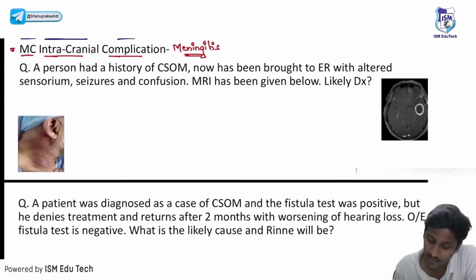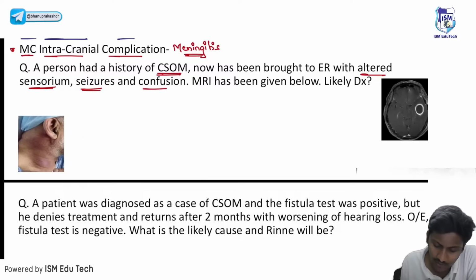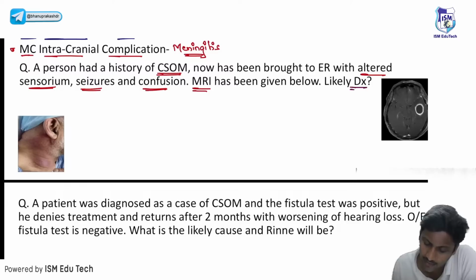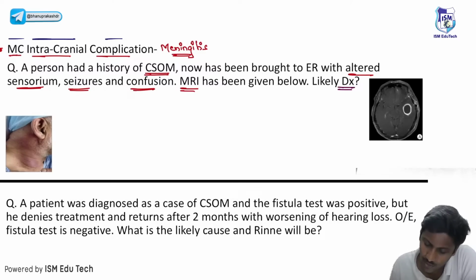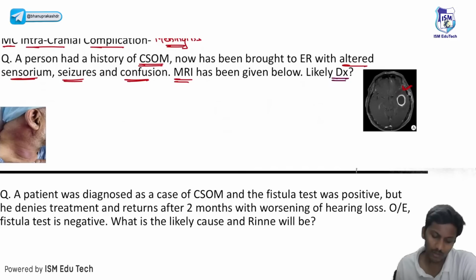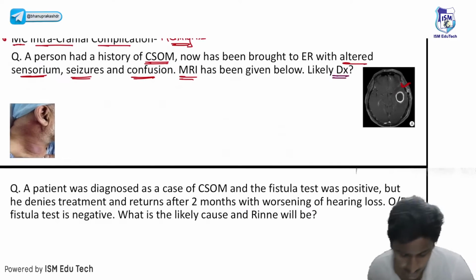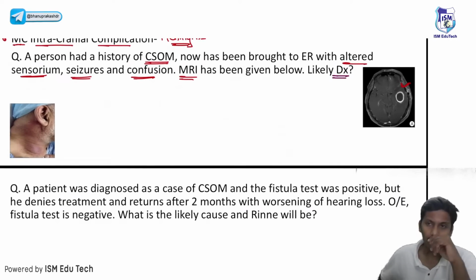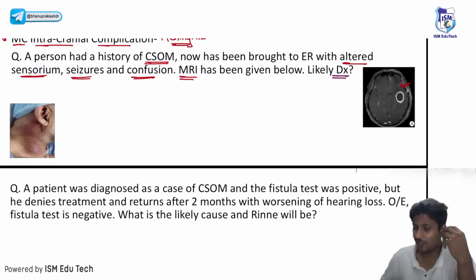Now, answer this question. A person had a history of CSOM. Now he has been brought to the emergency room with altered sensorium. There are seizures and there is confusion. MRI has been given below. What is the likely diagnosis? You can see somewhere in the temporal lobe, definitely you are able to see some lesion. So what is your likely diagnosis of this condition? Definitely it is a complication of CSOM, because the infection has spread from the middle ear to the brain, and therefore the patient is having altered sensorium, seizures and confusion, like neurological features. MRI shows a lesion in the temporal lobe.